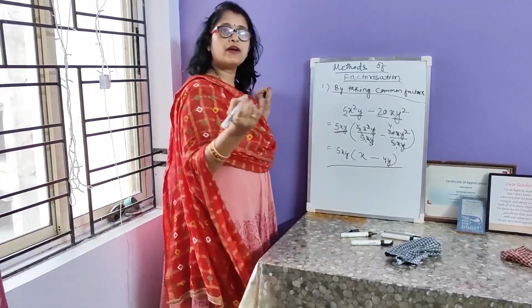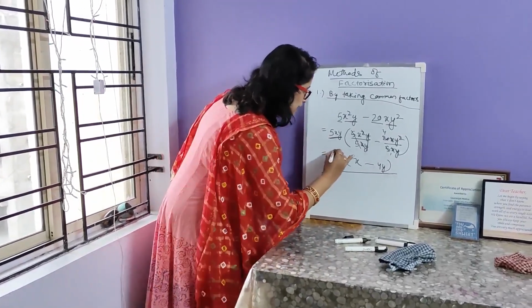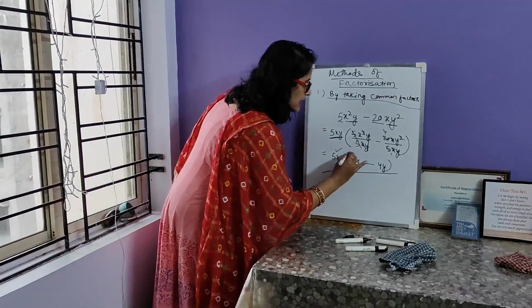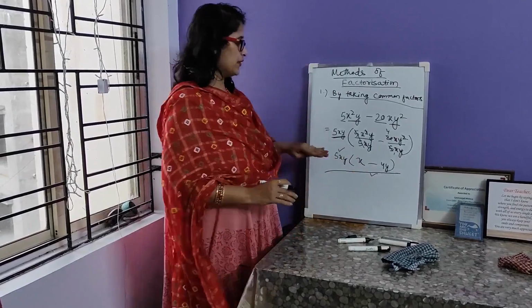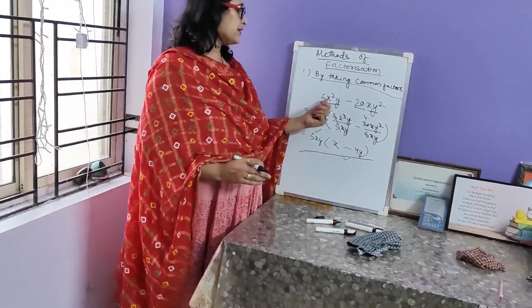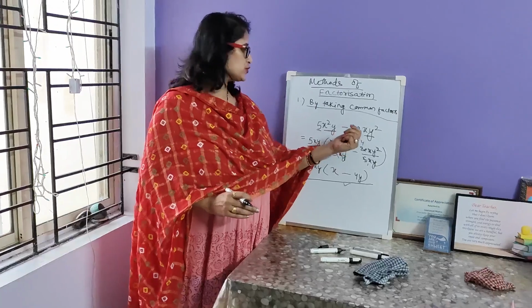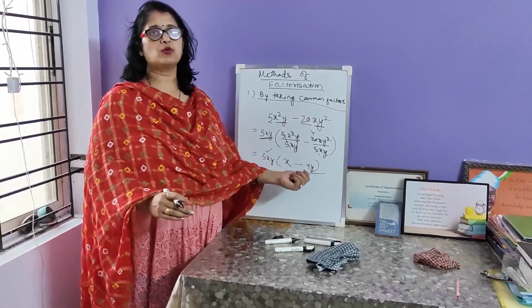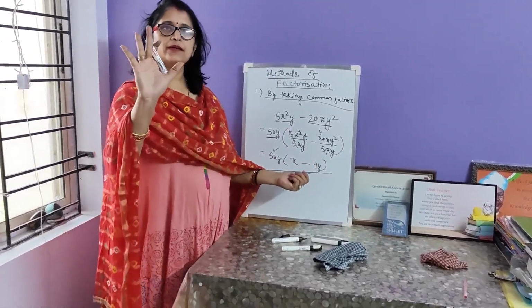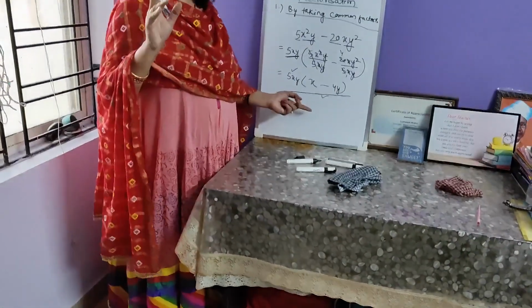How many factors are there? There are two factors. One is 5xy and the other one is x minus 4y. So the factors of 5x square y minus 20xy square are 5xy multiply x minus 4y. Hope all of you have understood.